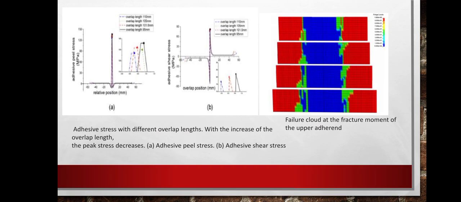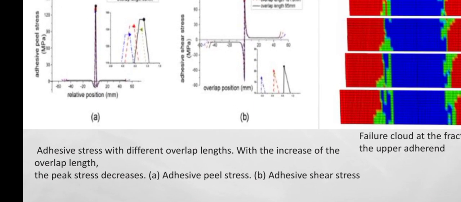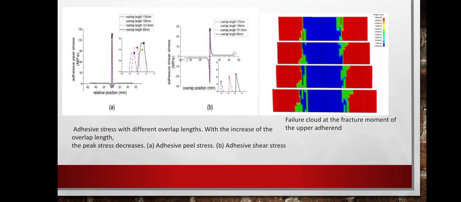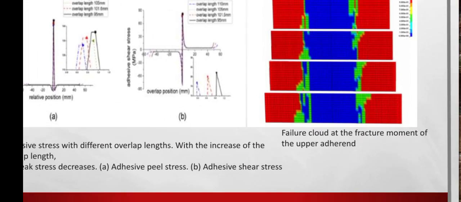The right side A and B diagrams represent the adhesive stresses with different overlap lengths. With increase of overlap length, the peak stress decreases. First, A diagram is adhesive peel stress and B diagram represents adhesive shear stress, and the right diagram represents the failure load at fracture moment of upper adherent.